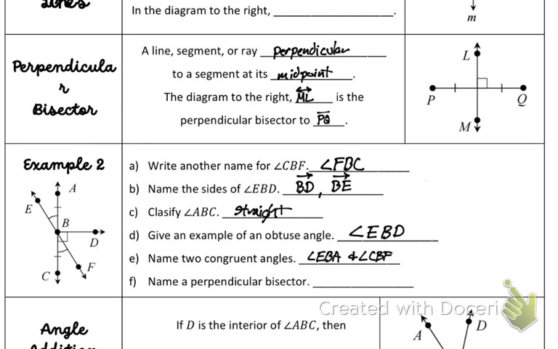Name a perpendicular bisector. I'm going to tackle this one for time's sake. We're going to notice that we do have a midpoint of B, because B has those tick marks on the top and bottom. So we have this segment, or this ray BD, cutting this segment AC in half. So the correct answer for that last one should be BD is your perpendicular bisector, because it creates a 90-degree angle and it cuts it in half.